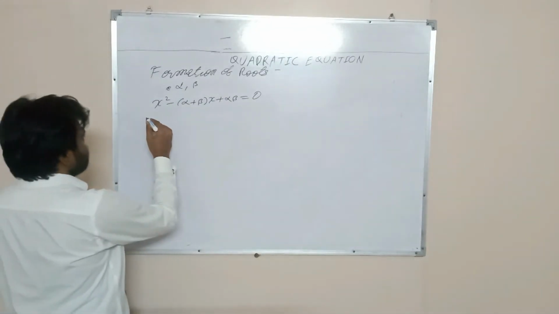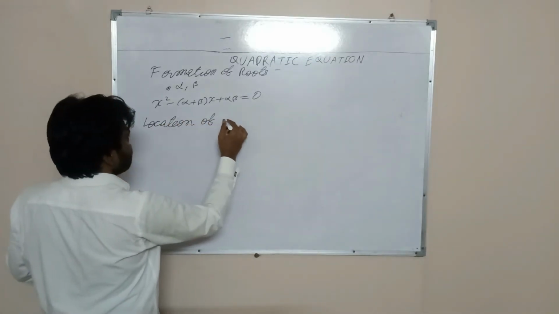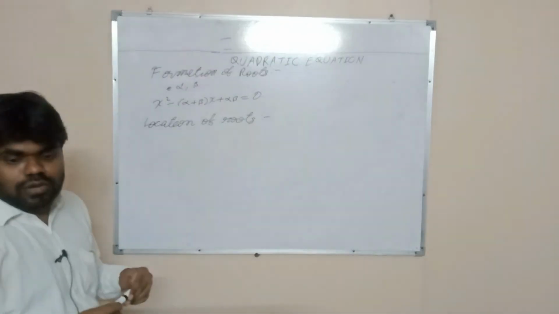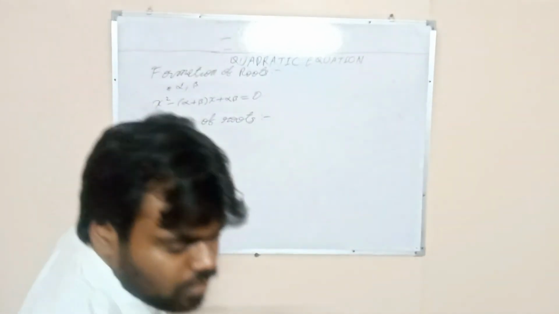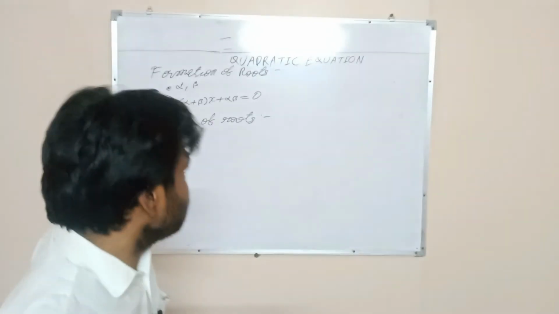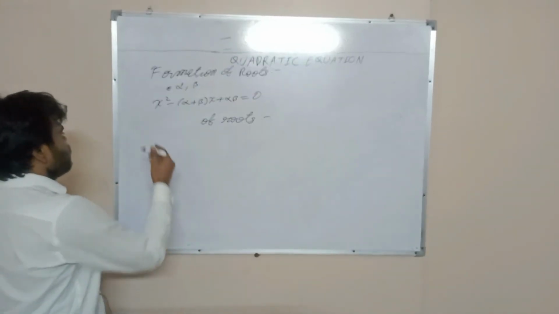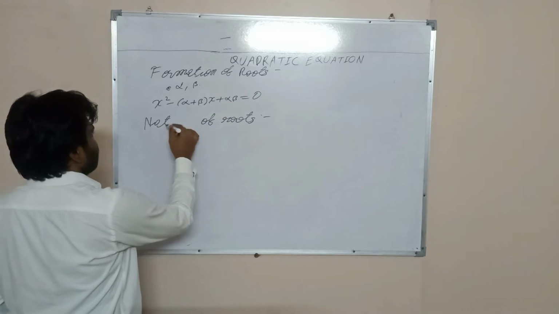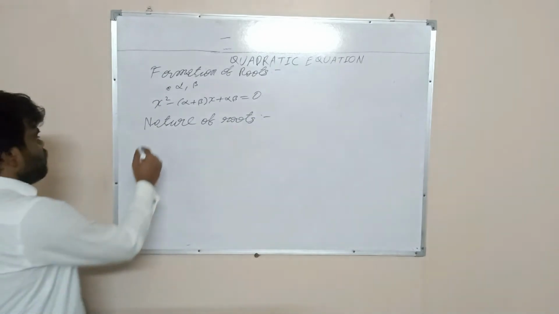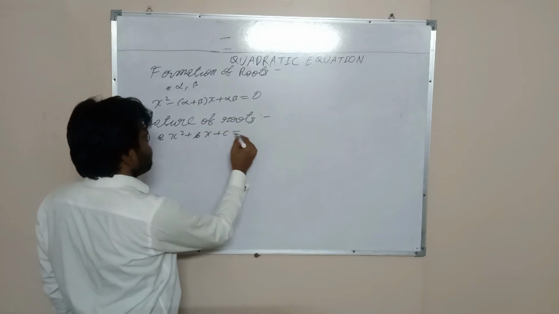Now the next topic is the location of roots. Sorry, the location of roots is next. This is the nature of roots. So, firstly, as we see, ax square plus bx plus c is equal to 0.